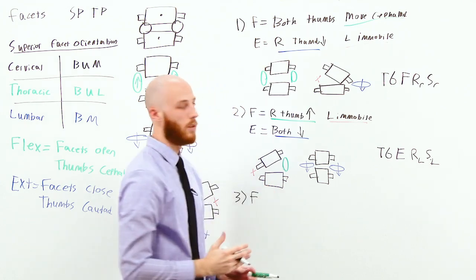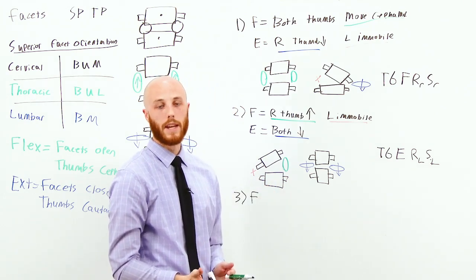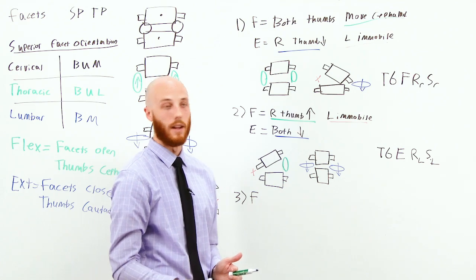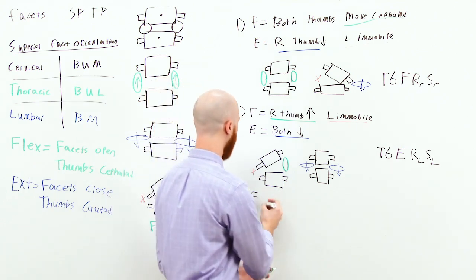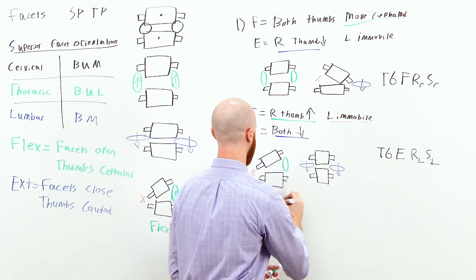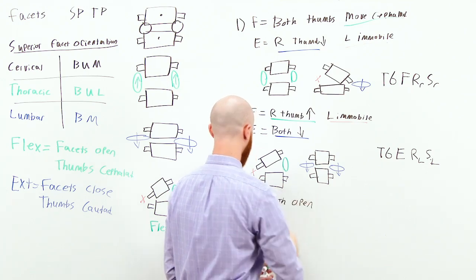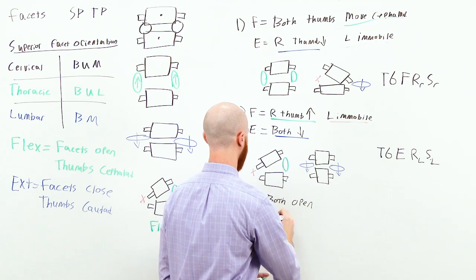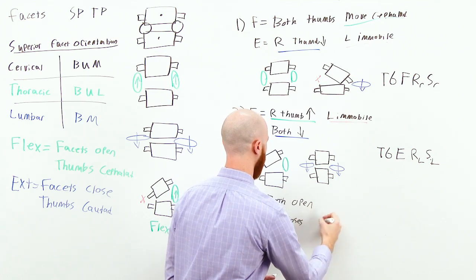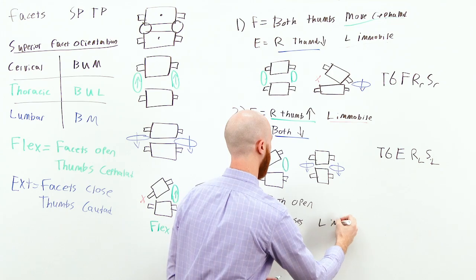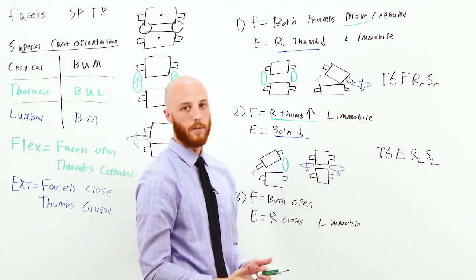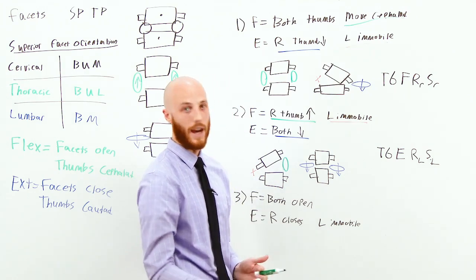So they can tell you which directions your thumb moves, but they can also tell you which facets open and close. So you need to be able to interpret that as well. So let's say that during flexion, both facets open normally. But during extension, the right facet closes, but the left facet stays immobile. So we're going to stick with the theme of drawing it to make sure that we get the question correct.